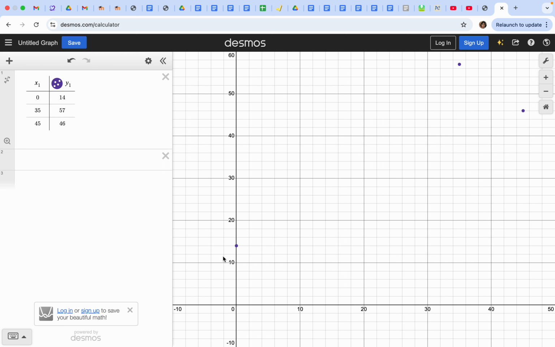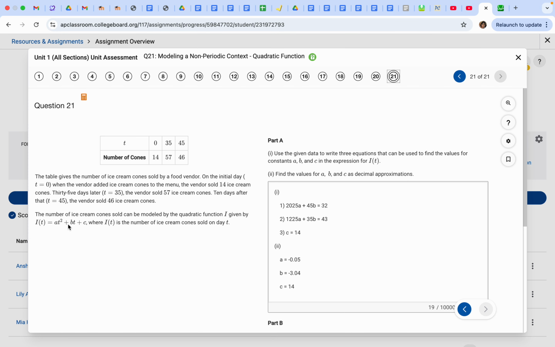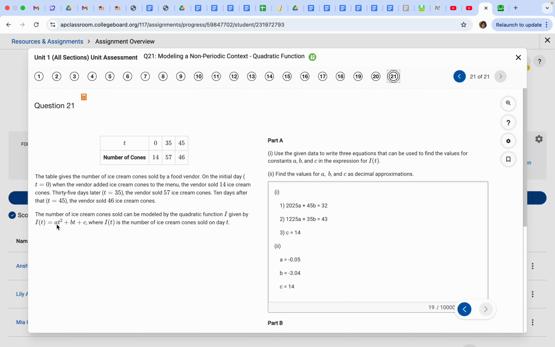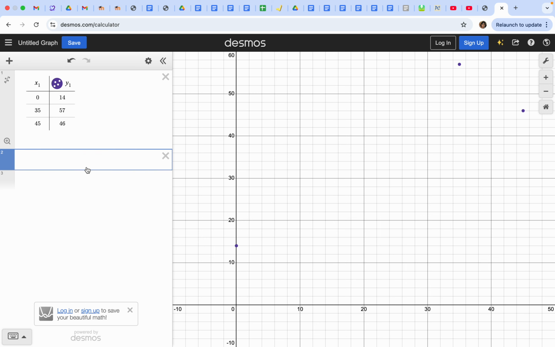And we can see the points here, and we can definitely see that this looks like something like a parabola. And it's even telling us that it's modeled by a parabola, or a quadratic function. So in Desmos, we can find the coefficients a, b, and c. We can go here, and this will do this very fast for us.